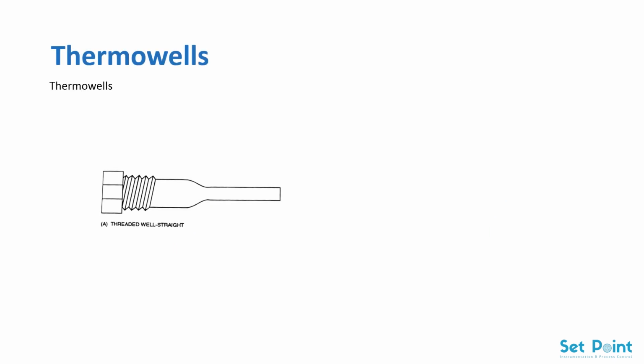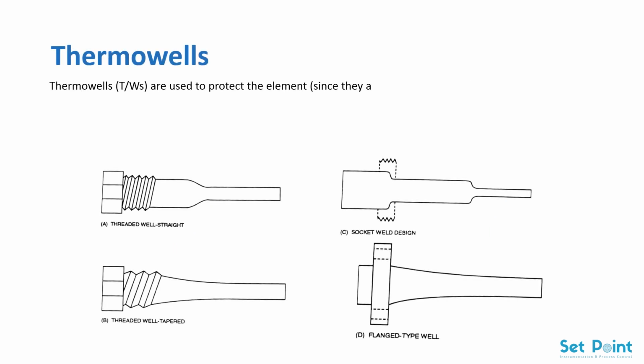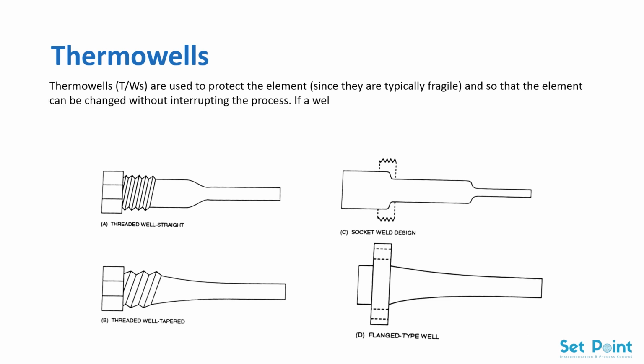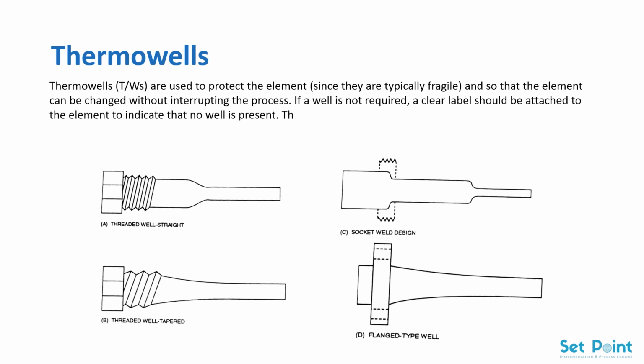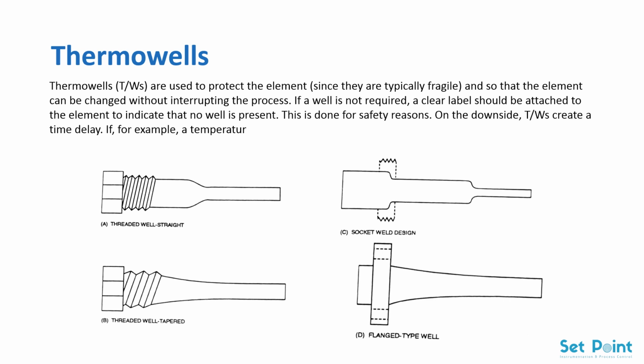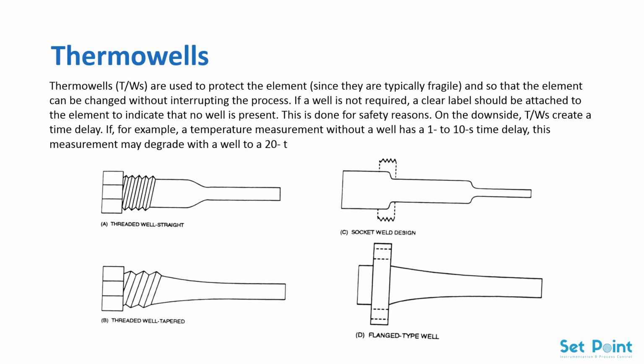Thermowells. Thermowells are used to protect the element, since they are typically fragile, and so that the element can be changed without interrupting the process. If a well is not required, a clear label should be attached to the element to indicate that no well is present. This is done for safety reasons. On the downside, thermowells create a time delay. If, for example, a temperature measurement without a well has a 1 to 10 time delay, this measurement may degrade with a well to a 20 to 50 delay.